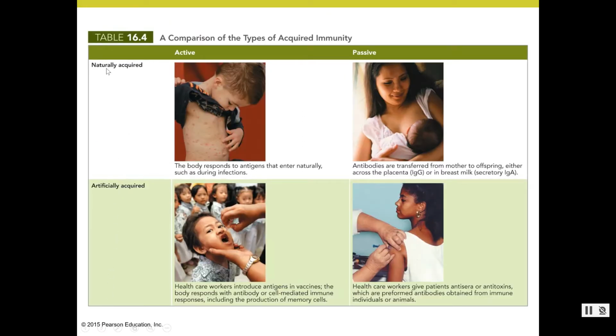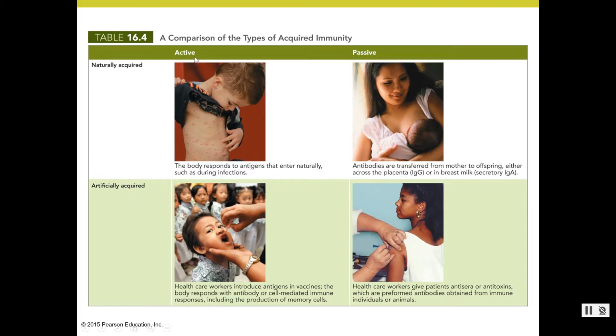So I can classify immunity as naturally acquired or artificially acquired. The difference between these two categories is if I come in contact with the pathogen due to everyday activities, that's naturally acquired. If I come in contact with the pathogen and have an immune response due to artificial exposure to the pathogen, that's artificially acquired. What would be artificially acquired? Medical intervention. So a shot, the vaccine, that's how that happens. So naturally acquired is everyday activities. Artificially acquired is medical intervention.